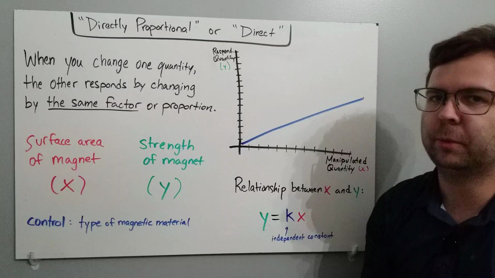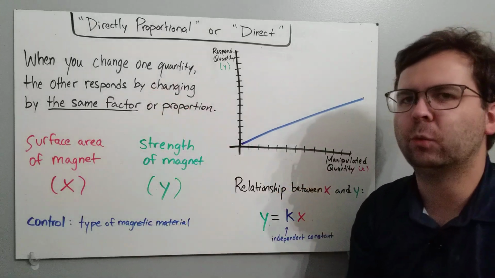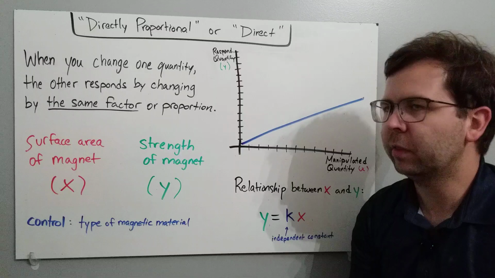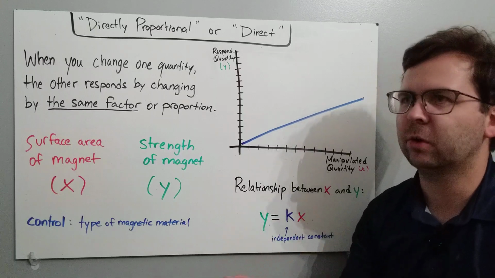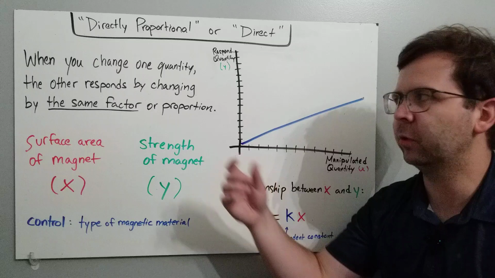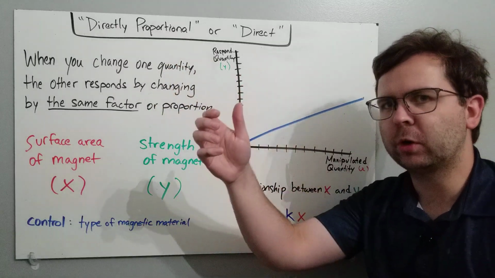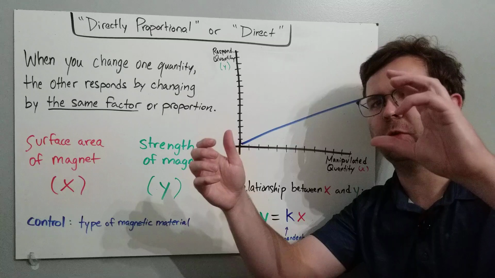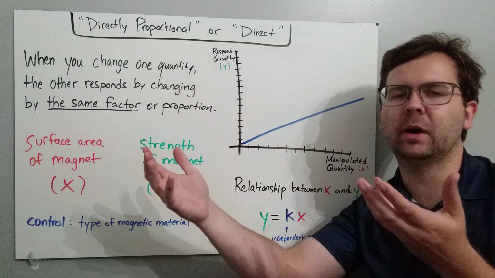directly proportional, or simply just direct. Okay, and so this one is whenever you change one quantity, the other responds by changing by the same factor or proportion. So notice proportion, directly proportional. You increase one quantity, the other one increases by the same factor. So you double one of them, you get double the other.